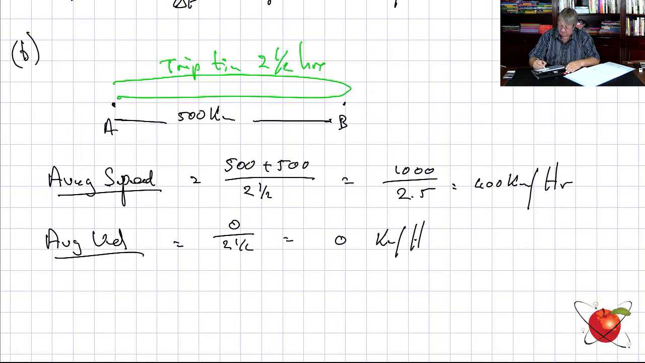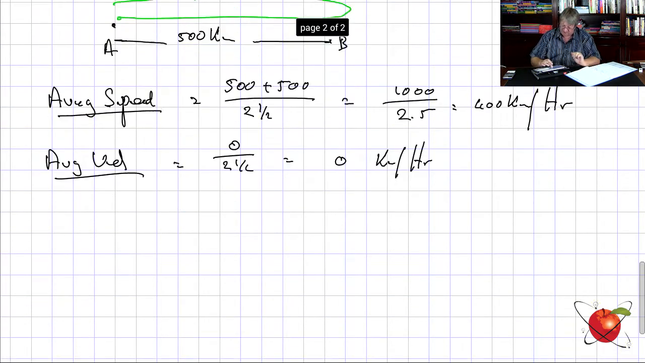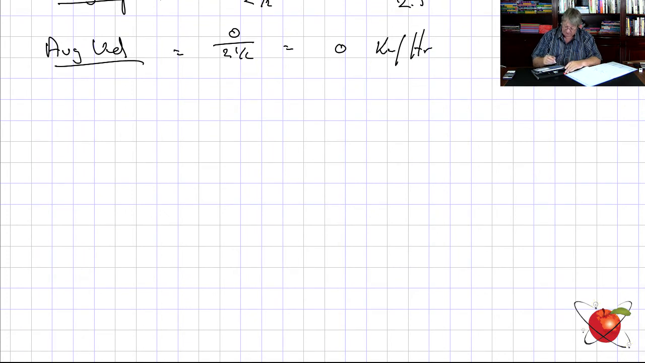0 kilometers per hour. All right? Question C. A cyclist has the following details about the trip from A to B. Distance traveled, 25 kilometers. Guess what I'm going to do? Make a drawing. Yep. Okay, so he went from A to B.